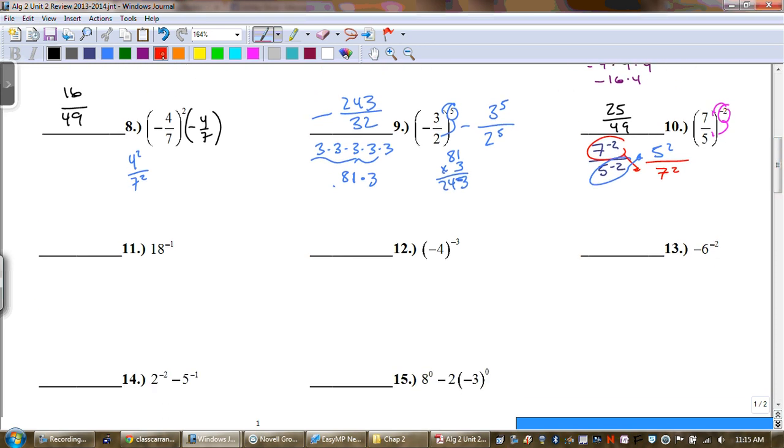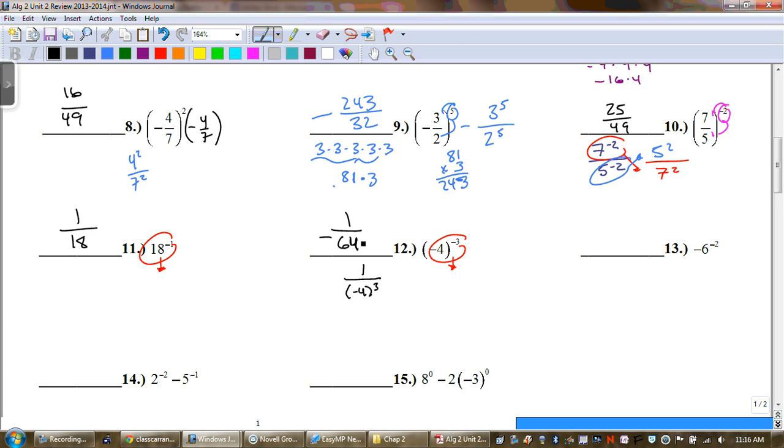Number 11, exponent's negative, drop it like it's hot. So you get 1 over 18. Number 12, exponent's negative, you gotta drop that down. So 1 over negative 4 to the third power. So negative 4 times negative 4 times negative 4 gives us negative 64. That's, remember, that is on the bottom. Okay, so the 1 goes on top.